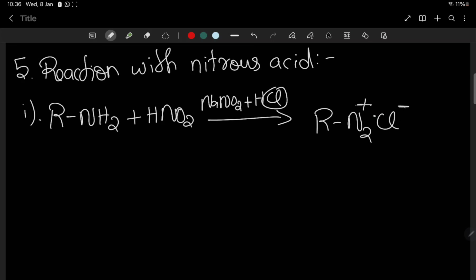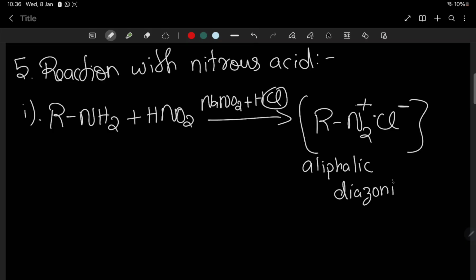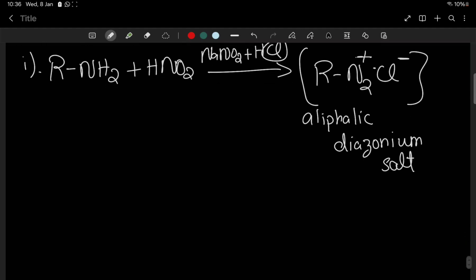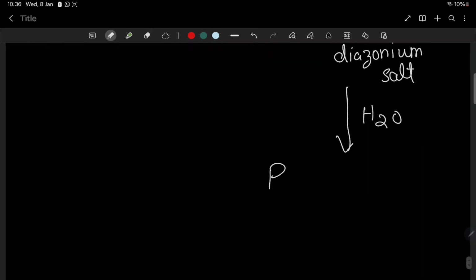What is this called? This is called aliphatic diazonium salt. We are getting aliphatic diazonium salt as the product. If we add water to this diazonium salt, we get the corresponding alcohol, that is ROH.